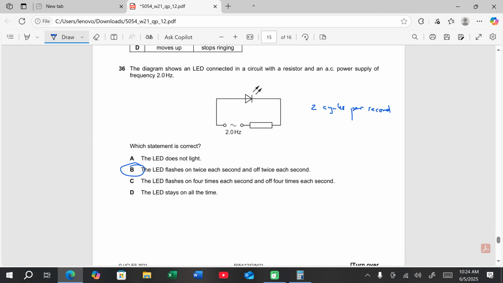because when the current goes this way, the LED is going to flash. When it goes in reverse, it's not going to flash, because the diode does not allow the current to flow from the opposite direction. So 2 cycles which are positive will pass through it, and 2 cycles of the negative will not pass through it, so it will flash twice and it will not flash twice.